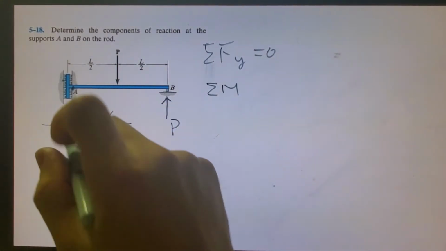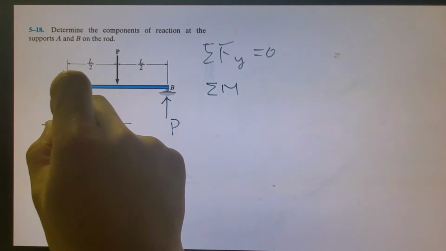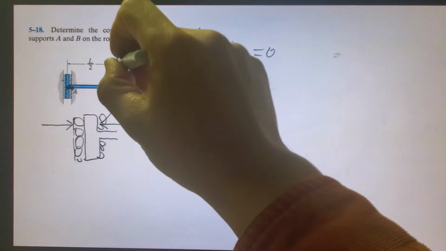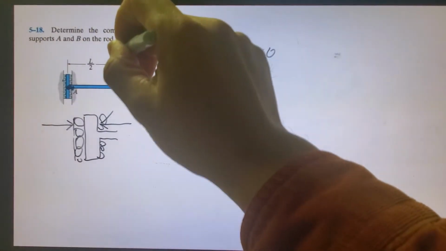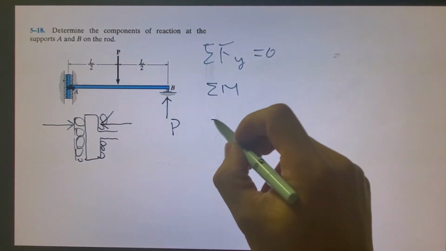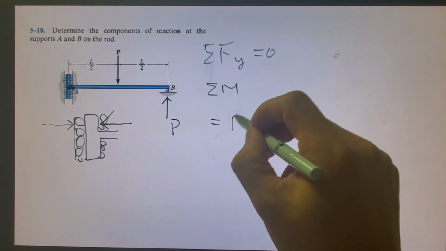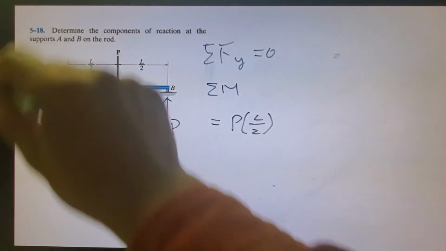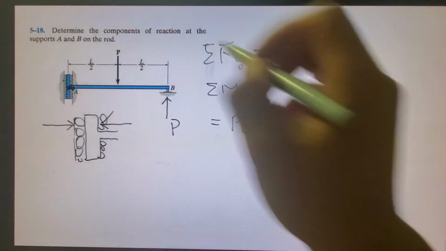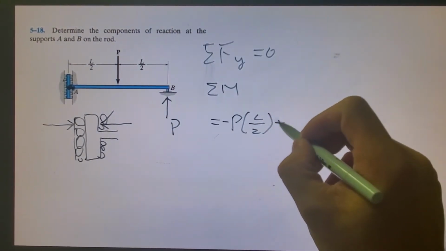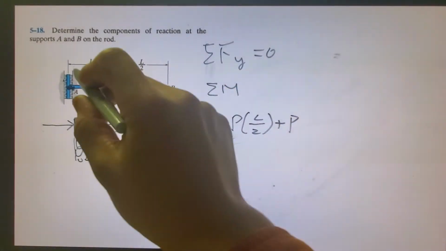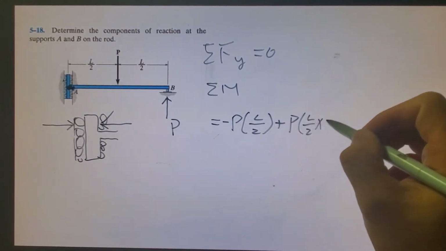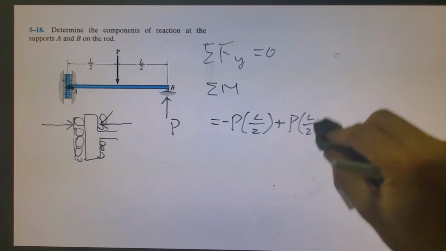We are going to take, for example, this one as my pivot over here. Let's see, the moment going clockwise is this P, so that would be equal to P times L divided by 2. And this one counterclockwise, this is minus, this is a positive, counterclockwise, P times, you add this up, is equal to L divided by 2 and then multiply by 2. In other words, P times L.